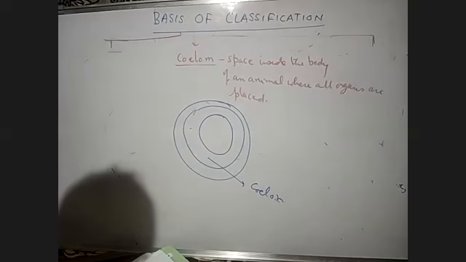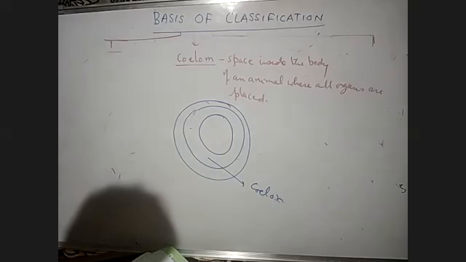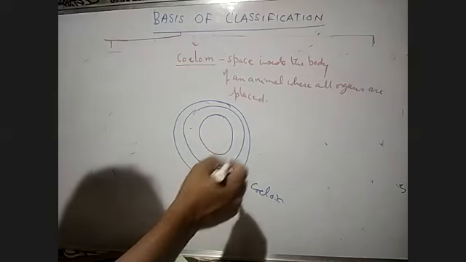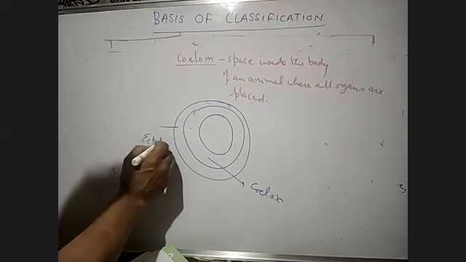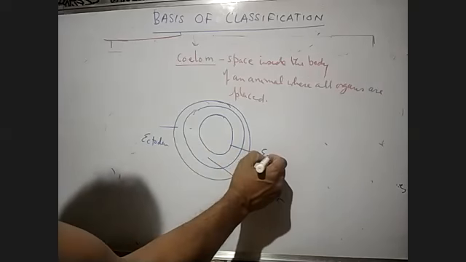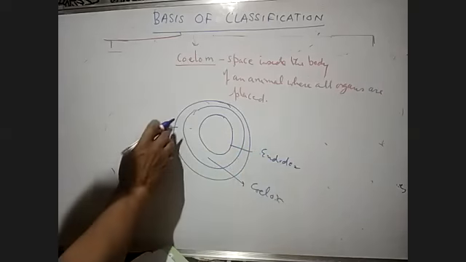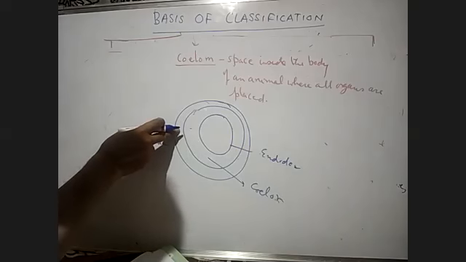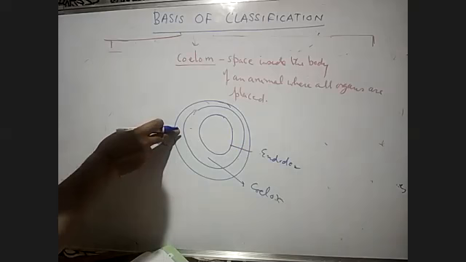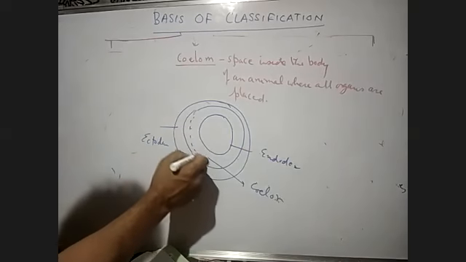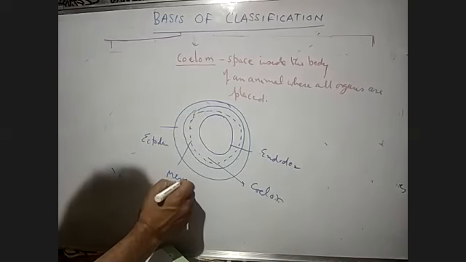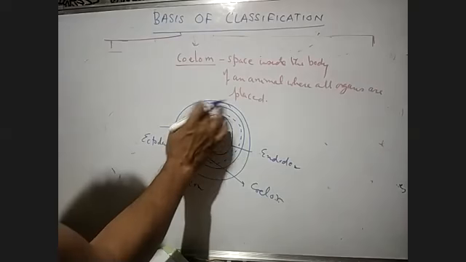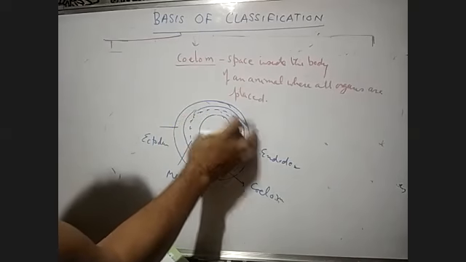Sometimes we find that this is our ectoderm, and this is our endoderm. Between ectoderm and endoderm, here we can say this will be the mesoderm. So in between all these, there is a space. This space is called the coelom.